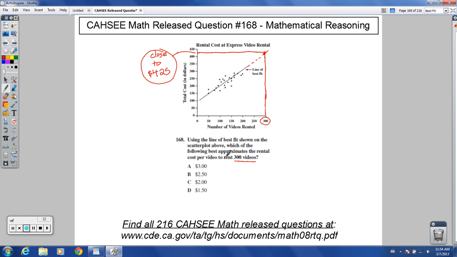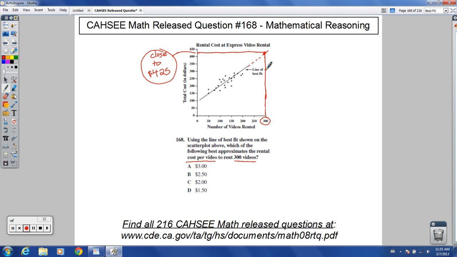And this is cost per video. So we're trying to find cost per video. Whenever we see that word per, we're thinking division. We need to take the cost and divide it by the number of videos. So the cost here is about $425. If you said 400, you'll probably get close to the same answer, since this is an approximation, best approximates. You'd probably still get the same answer, but I think this is the closer approximation.